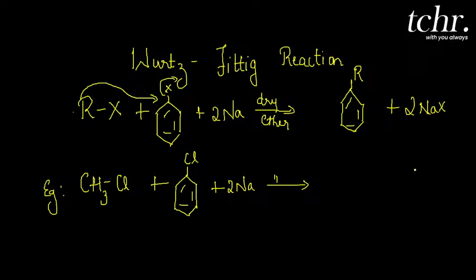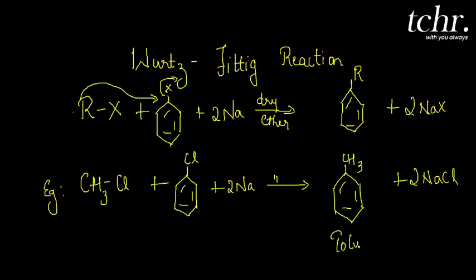Students, can you predict the product? Yes, sodium chloride comes out. Which group goes and attaches on the benzene? The alkyl group, that is the CH3 group, goes and attacks the benzene ring, and you get the product. What do you get? Toluene. So this is about the Wurtz-Fittig reaction. Students, you have to understand the Wurtz-Fittig reaction. If it is asked in the exam, write the explanation, mention a general equation like this, and then write one example, and you can expect completely 2 marks.